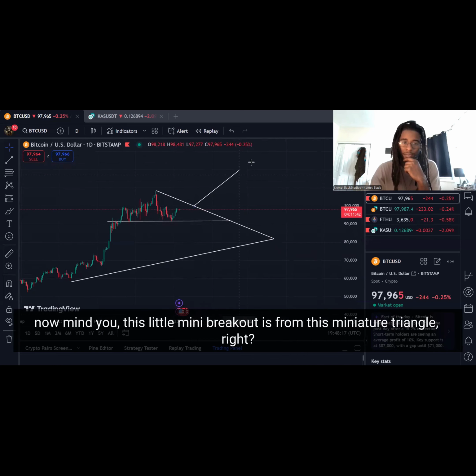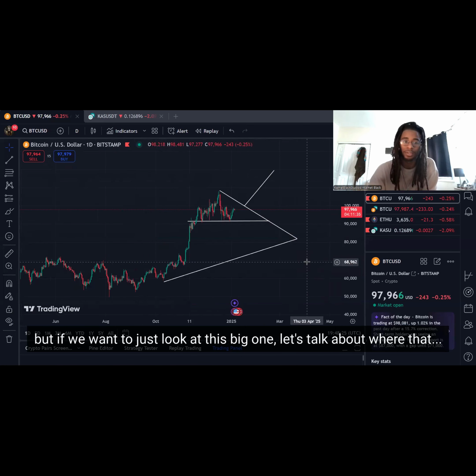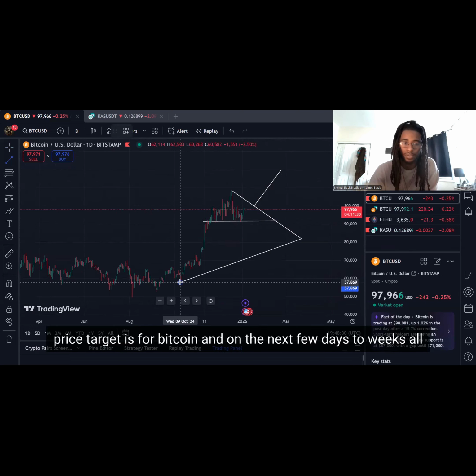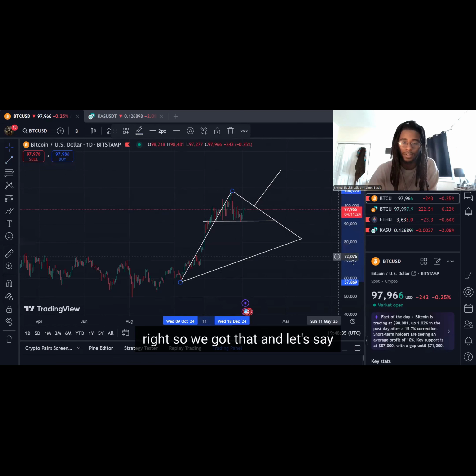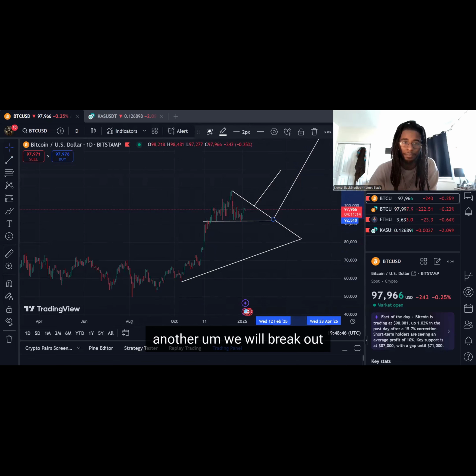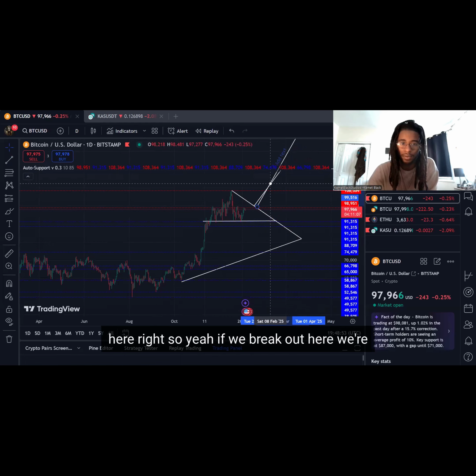Now mind you, this little mini breakout is from this miniature triangle. But if we just look at this big one, let's talk about where that price target is for Bitcoin over the next few days to weeks. So we got that, and let's say we break out here.